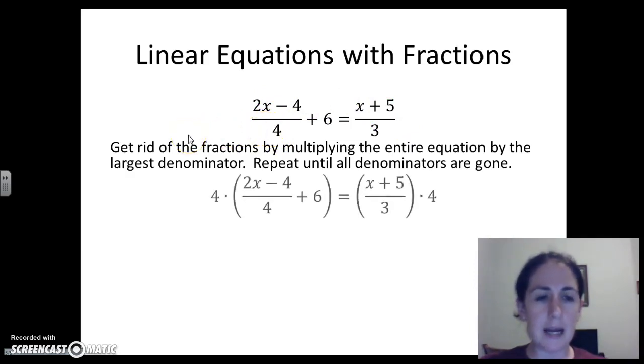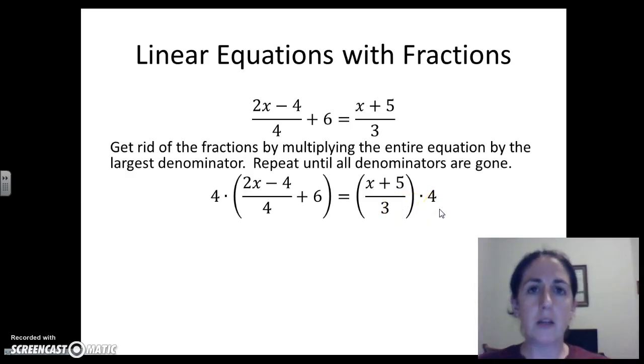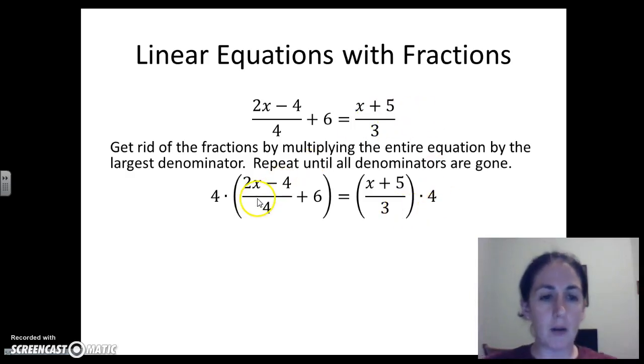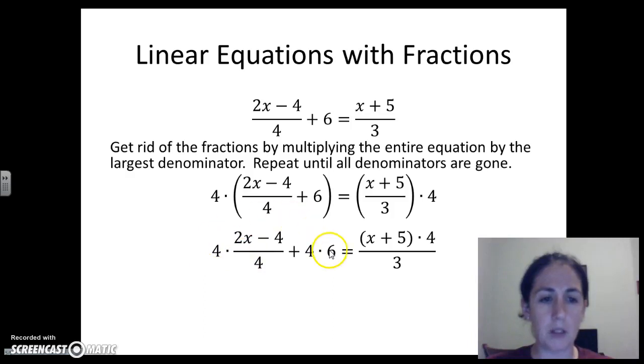So I'm going to take the entire left-hand side and multiply it by 4, and the entire right-hand side and multiply it by 4. Distributing is important here. There are two terms here, this first term and this second term. So you need to make sure to distribute the 4 to both. Here, when you're multiplying a fraction by a number, you just have to multiply that number up at the numerator and make sure you distribute that 4.